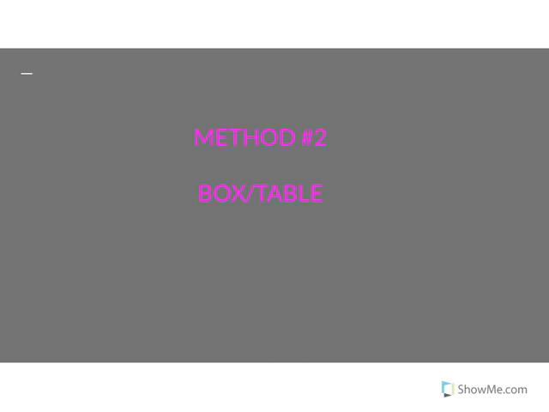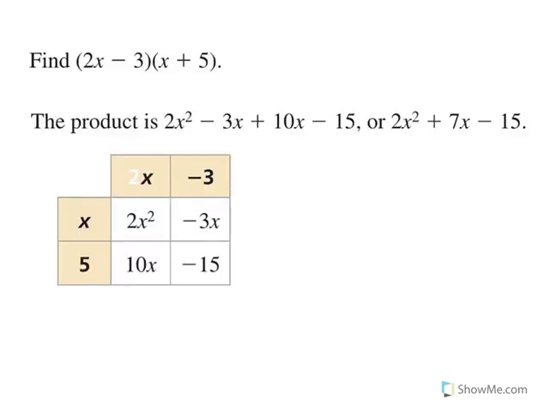Then we move on to method number 2. Okay? It's the box. I usually call it the box. Some people call it table, but I call it the box method. Okay? Because you will make a box. So, again, we've got a binomial times a binomial. Okay, this is already worked out, so I can do some examples with you, and then I'm going to do some examples with you.